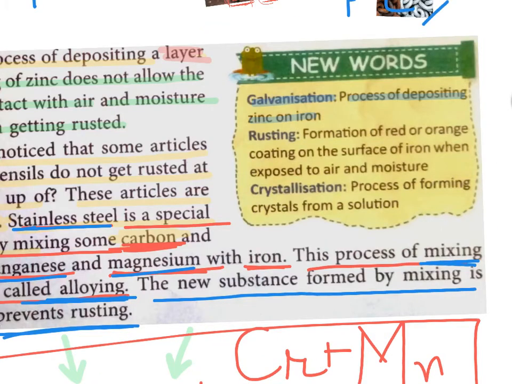Now look at the definition of rusting. Formation of red or orange coating on the surface of iron when exposed to air and moisture. I hope you all now can define rusting. It's a formation of red or orange coat on the surface of an iron article when the iron article is exposed to air and moisture. See, we are using "and" here, not "or". That means both of them, air and moisture, are necessary for rusting to take place.